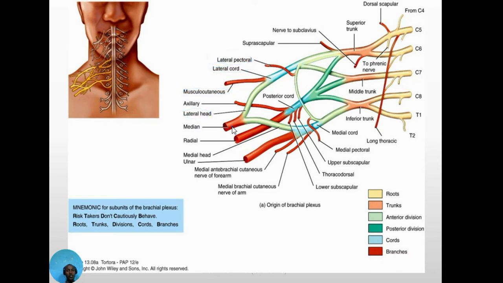The median nerve is combined from two cords, the lateral cord and the medial cord. So the median nerve is formed from the lateral head of the lateral cord and the medial head of the medial cord.